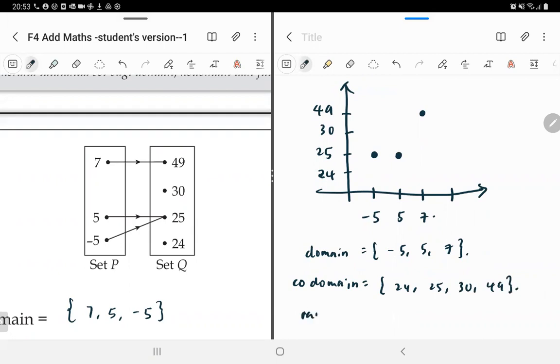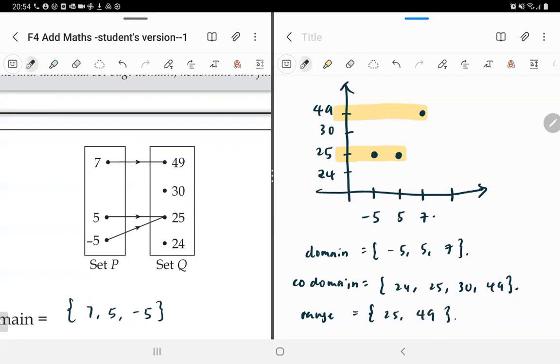And then the range, or you can write image, depends on the question. Okay, the image will be those with dot only. So the 25 with dot, right? 49 with dot, right? Okay, so range will be 25 and 49 only.